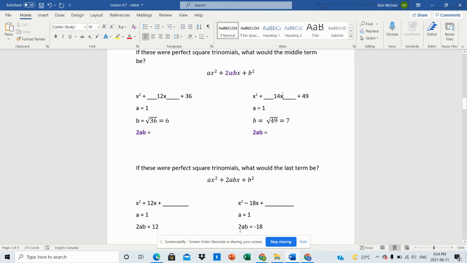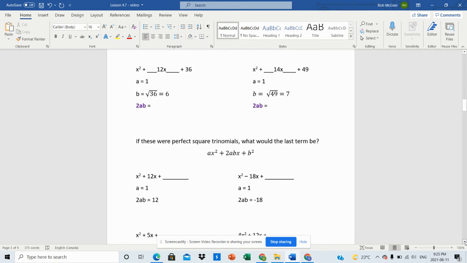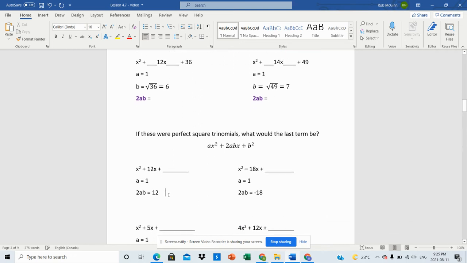So here we've got x squared plus 12x plus some unknown number. We want to make it a perfect square. So what we need to do is use our little formula of 2 times a times b. We know a is 1, the coefficient in front of x squared is 1. We don't know b, but we know that 2 times a times b is going to equal 12.